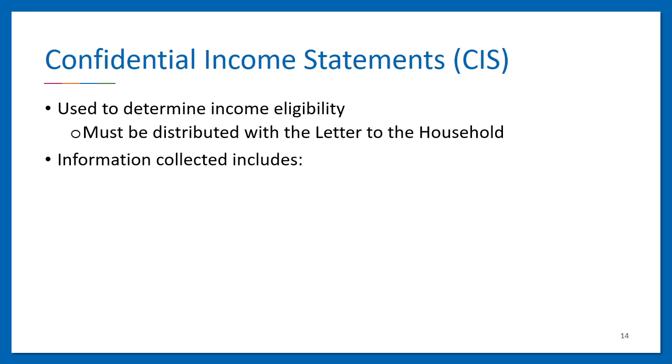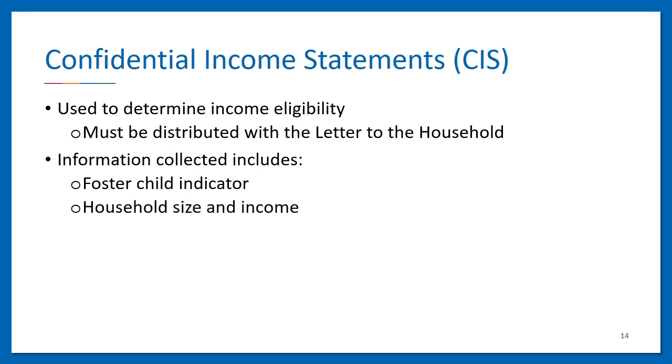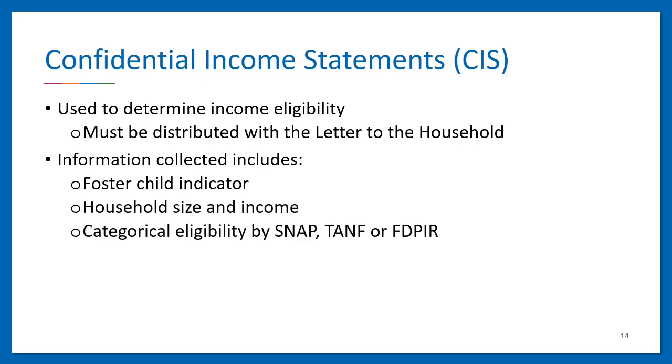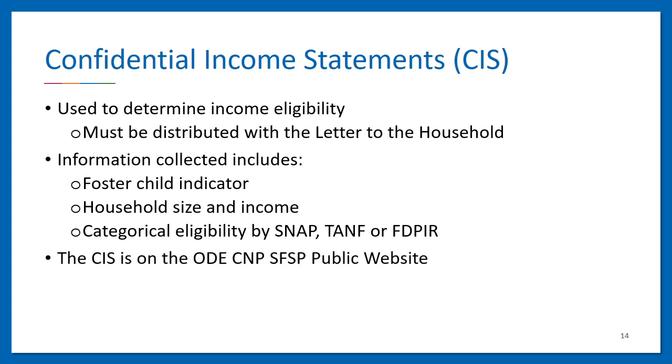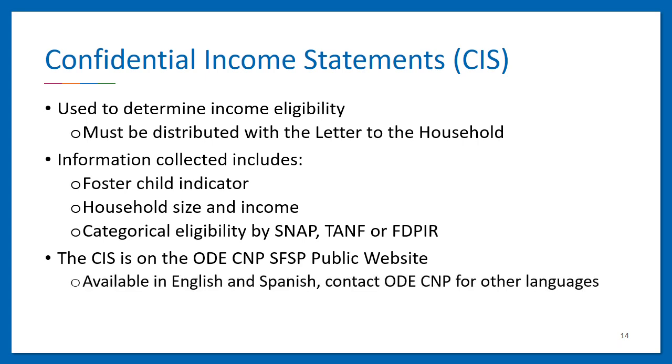The information collected on the application includes if the participant is a foster child, household size and income, and categorical eligibility via either the Supplemental Nutrition Assistance Program, or SNAP, Temporary Assistance to Needy Families, or TANF, or the Food Distribution Program on Indian Reservations, or FDPIR. The CIS and the letter to the household are available in both English and Spanish on ODE CMP's SFSP webpage, which is linked to in the description below. If other languages are needed, please contact your assigned child nutrition specialist.